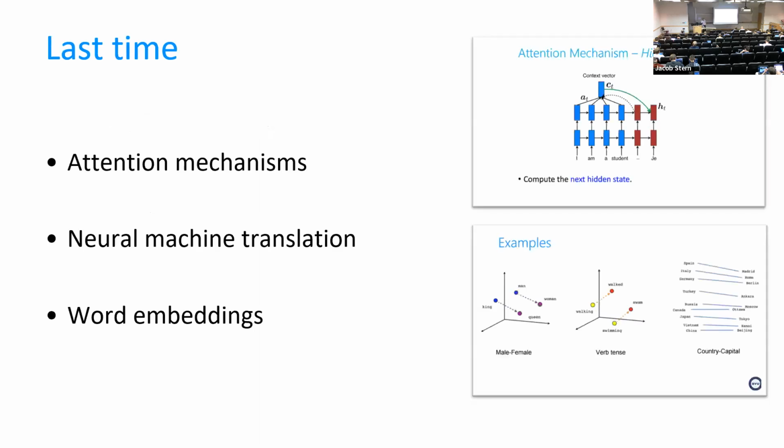Okay. Last time we talked about attention and neural machine translation. We took a look at that bidirectional attention RNN that Google used for neural machine translation. And then we went into talking about embeddings and how we can learn these representations of words.